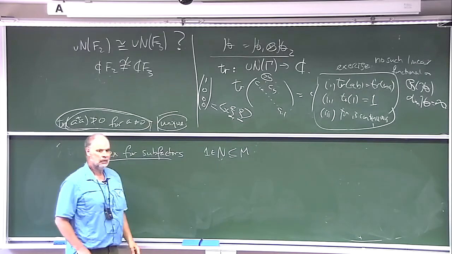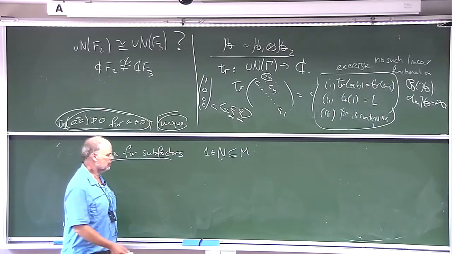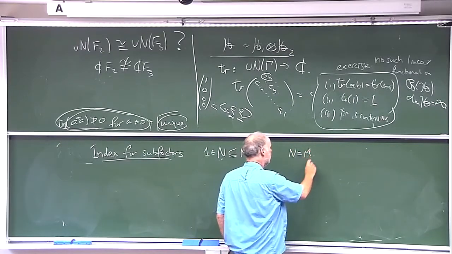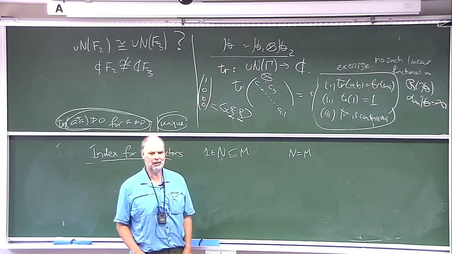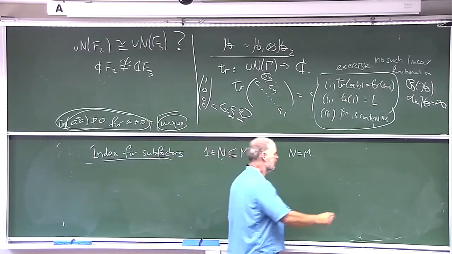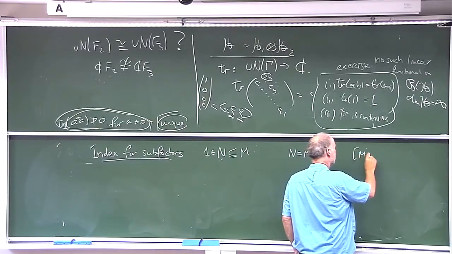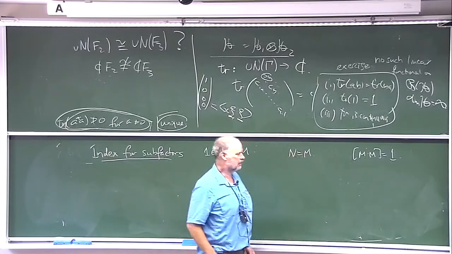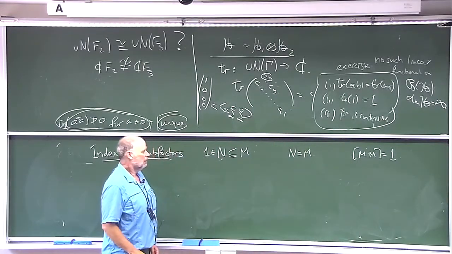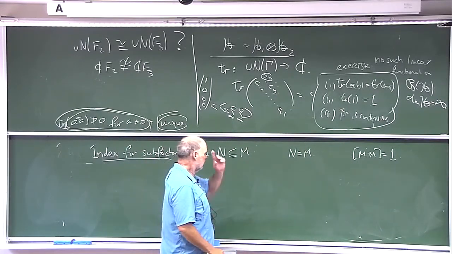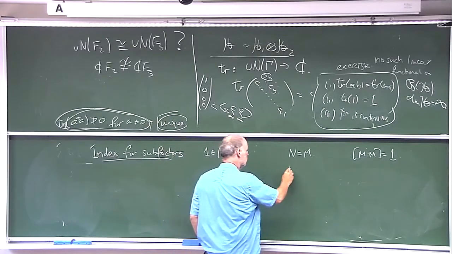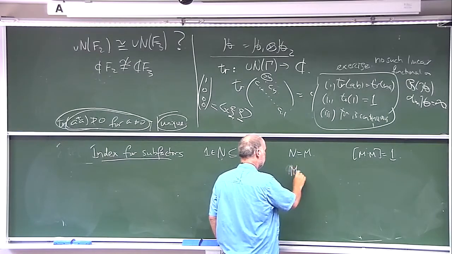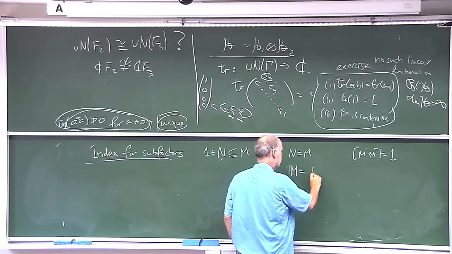Okay. So let's think of examples. Well, there's the trivial one, which is N equals M. If we're trying to define an index, that should have index 1. Right, so this is the first requirement. However we define this beast, this had better be equal to 1. Okay. Right, now let's go to another one. Let's suppose that M is the K by K matrices.